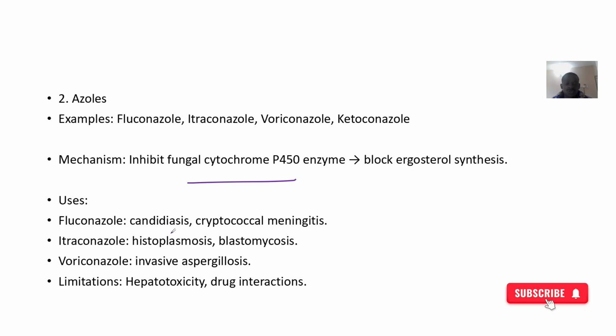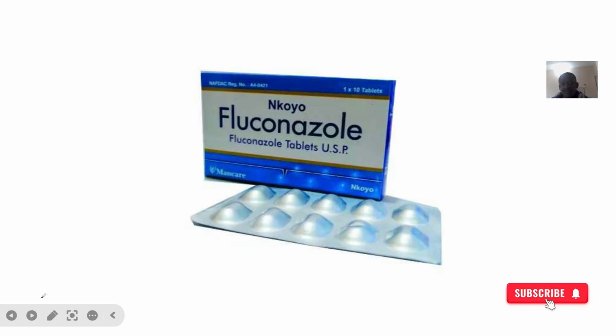Okay, so fluconazole is used in treating candidiasis and cryptococcal meningitis. Itraconazole is used in treating histoplasmosis and blastomycosis. Voriconazole is used in treating invasive aspergillosis and all of that.